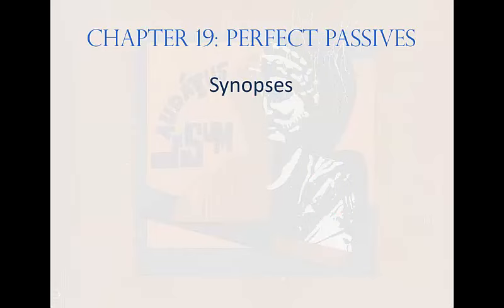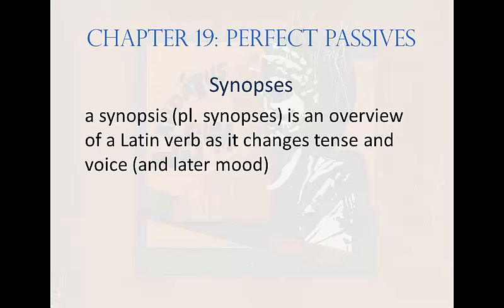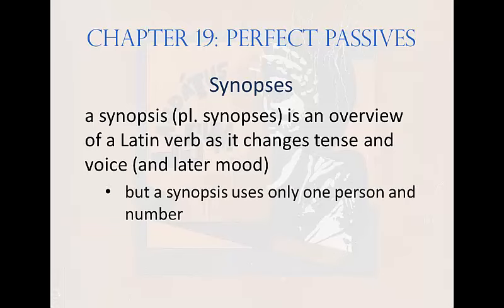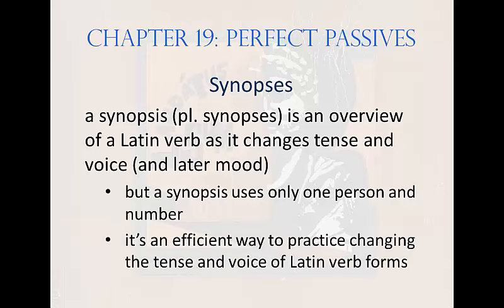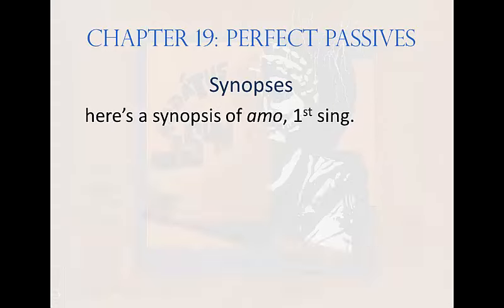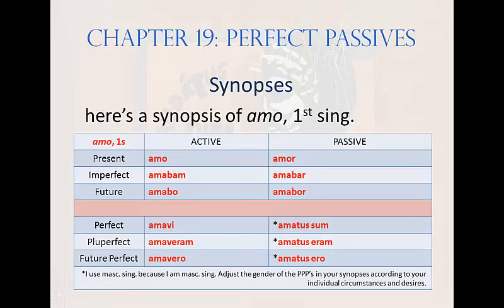Here is an exercise that will help you memorize Latin verb forms. It's called a synopsis. The plural is synopses. A synopsis provides an overview of a Latin verb as it changes tense and voice. Later we'll add mood, but in a synopsis, you don't change person and number. You use only one of each. This is a very efficient way to practice changing tense and voice, which aids in memorization. Here's an example of a synopsis. The verb amo in the first person singular.